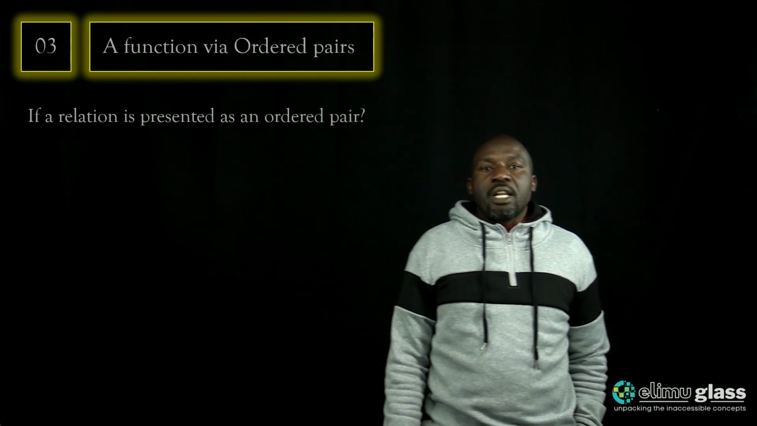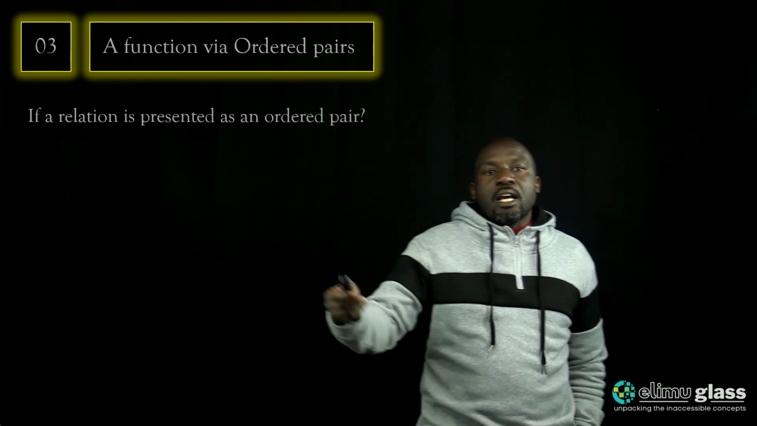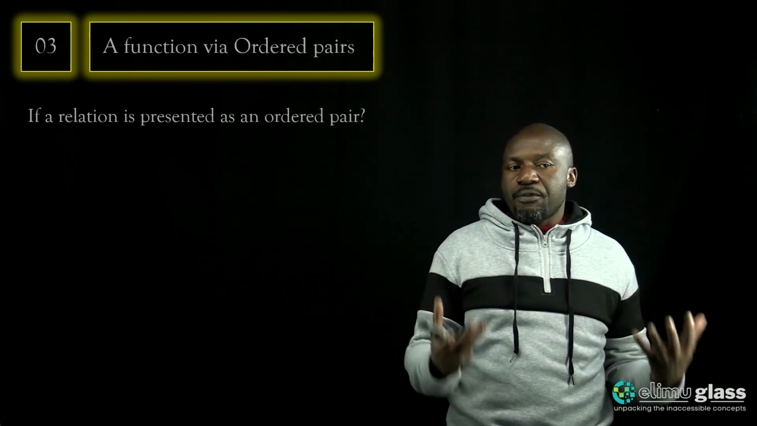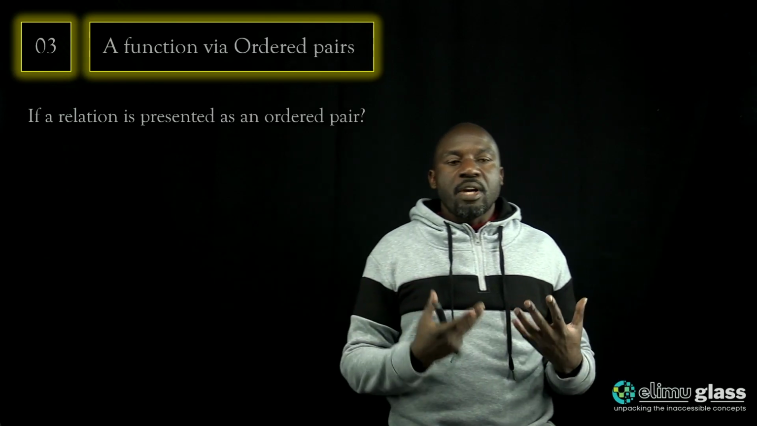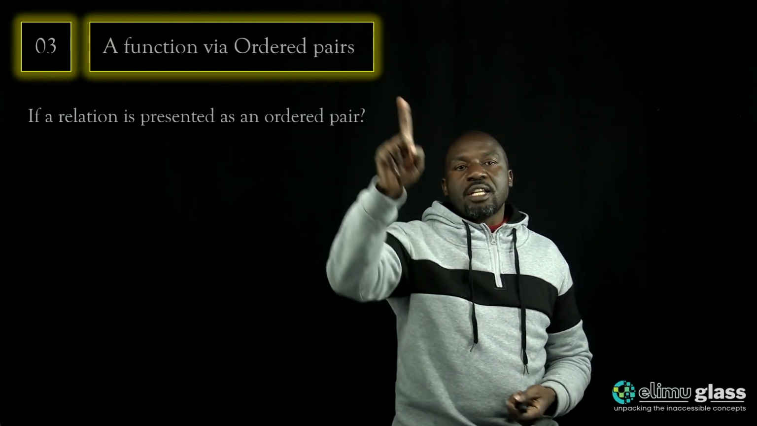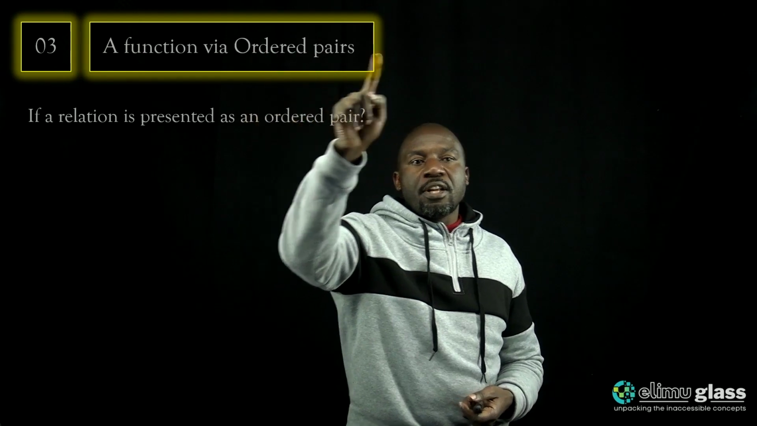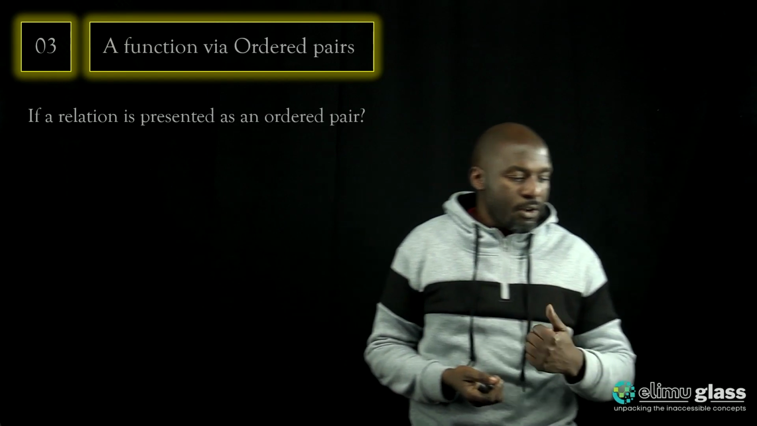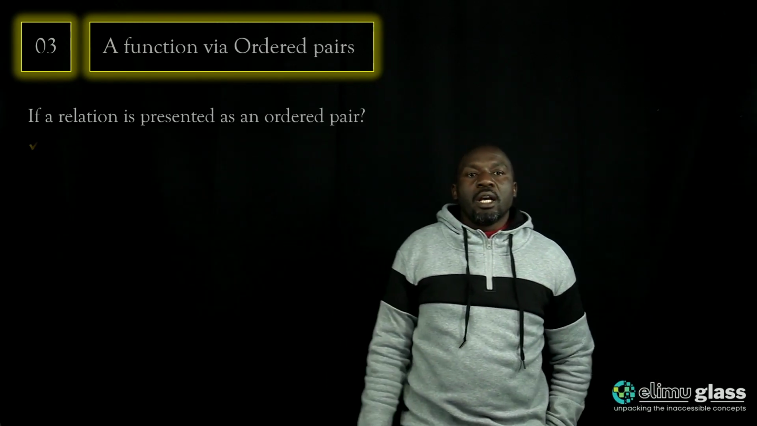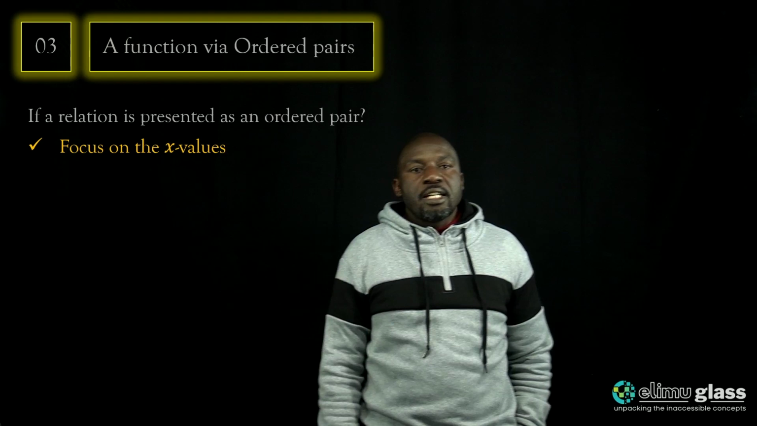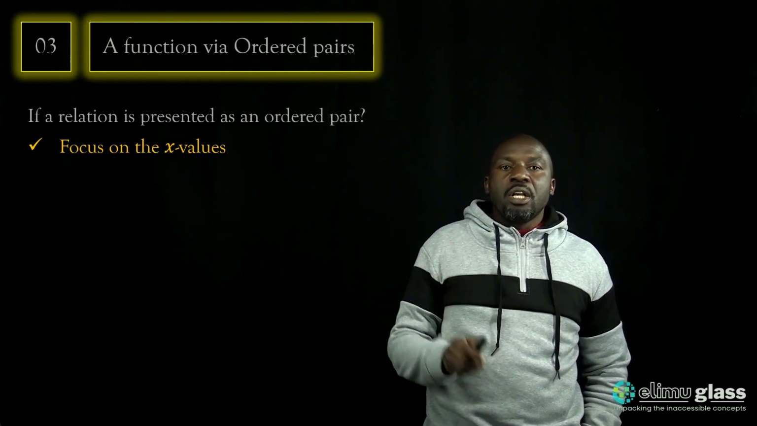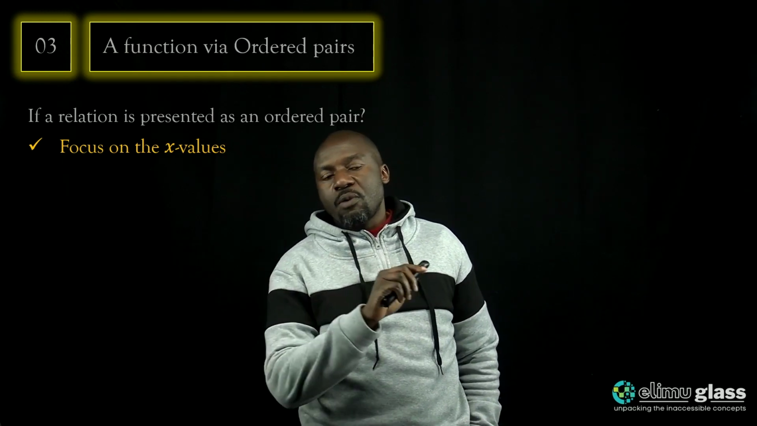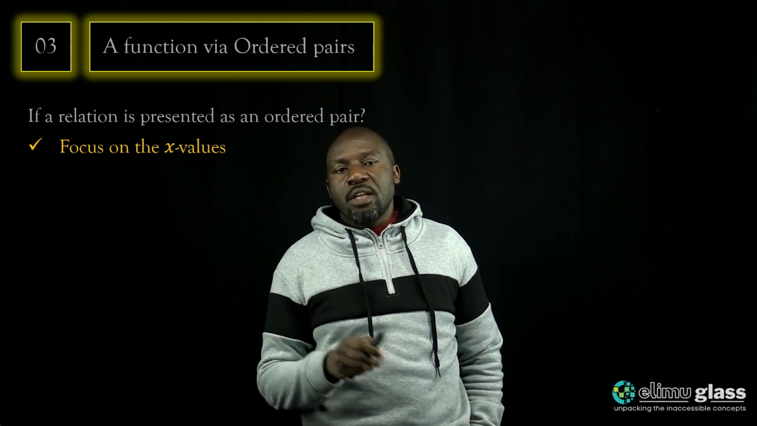If a relation is presented as an ordered pair, so we are going to see relations in various different forms of presentation and see how to identify functions from them. So we are starting with a relation presented to us as ordered pairs. How can we identify which ones are functions and which ones are not? If a relation is presented as an ordered pair, the first thing we want to do is to focus only on the x coordinates. Ignore the y coordinates completely and focus only on the x coordinate.